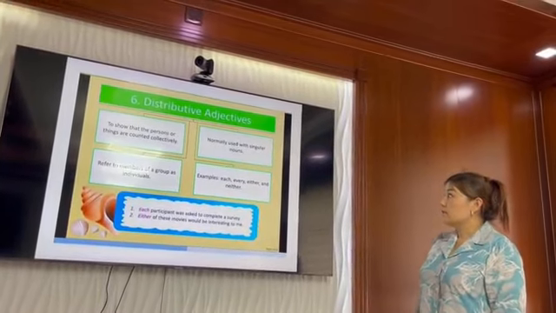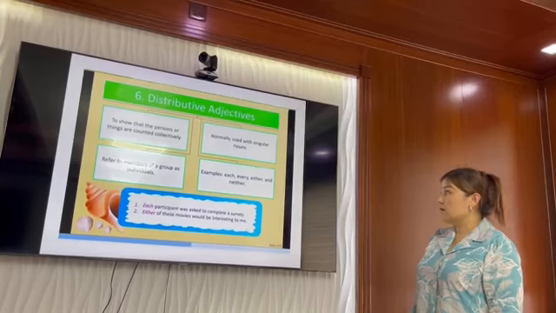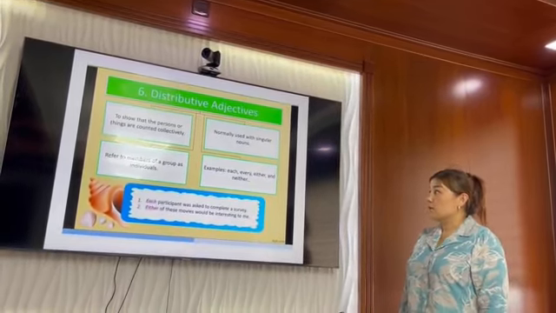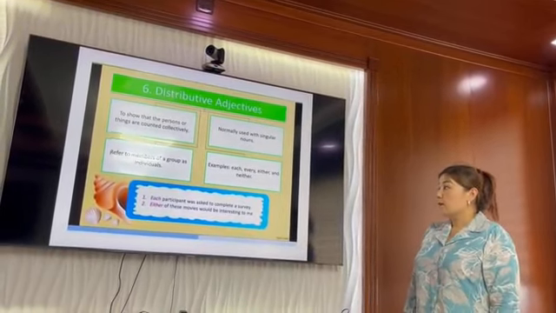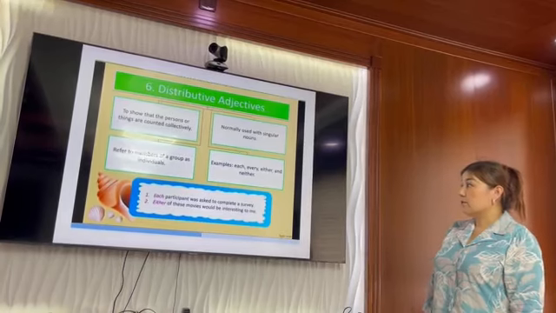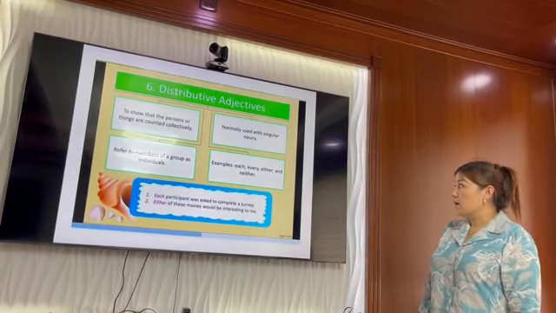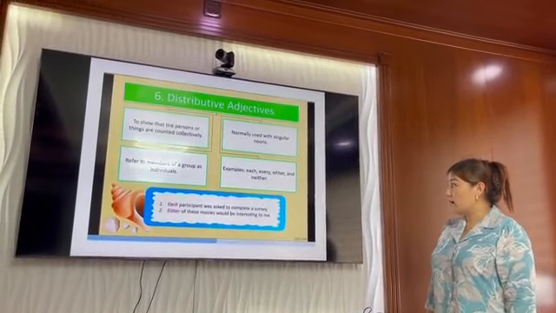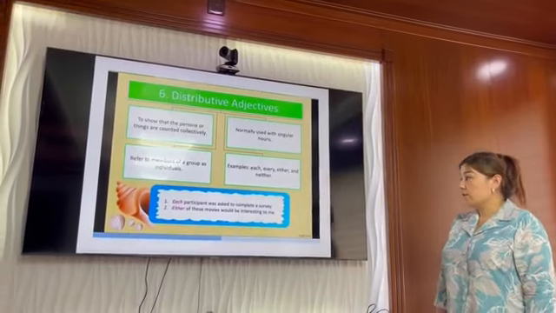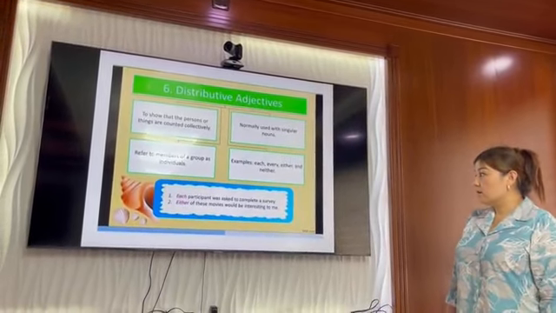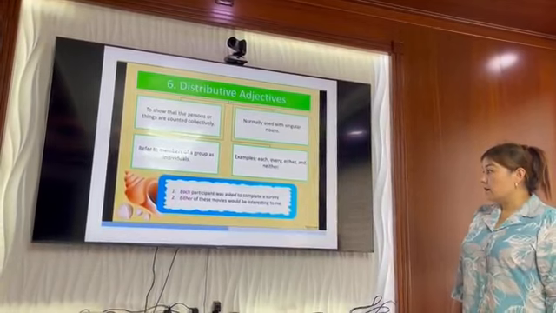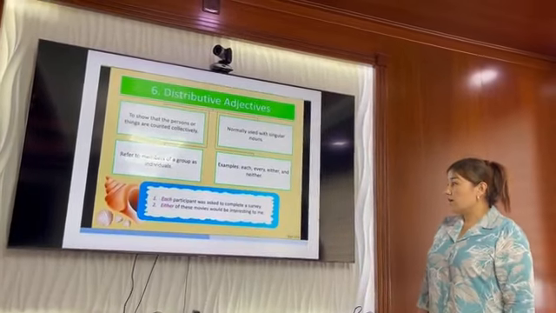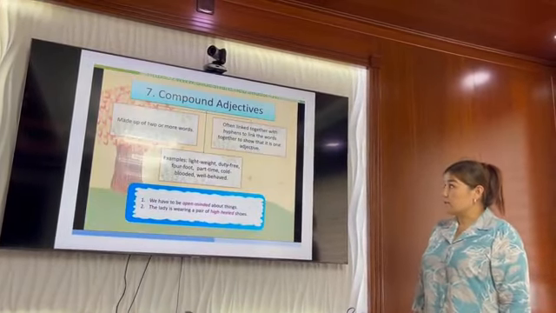Next is distributive adjectives, to show that the persons or things are counted individually. They refer to members of a group as individuals, normally used with singular nouns. Example: each, every, either, and neither. For example, each participant was asked to complete a survey. Either of these movies would be interesting to me. Each and either are distributive adjectives.